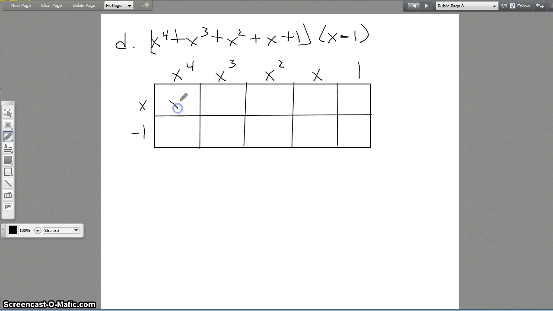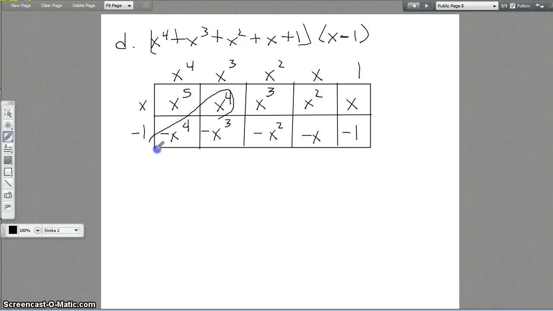X times x to the 4th is x to the 5th. X times x cubed is x to the 4th. X times x squared is x cubed. X times x is x squared. X times 1 is just an x. Second row is negative 1 times x to the 4th is negative x to the 4th. Negative 1 times x cubed is negative x cubed. Negative 1 times x squared is negative x squared. Negative 1 times x is negative x. And negative 1 times 1 is negative 1.